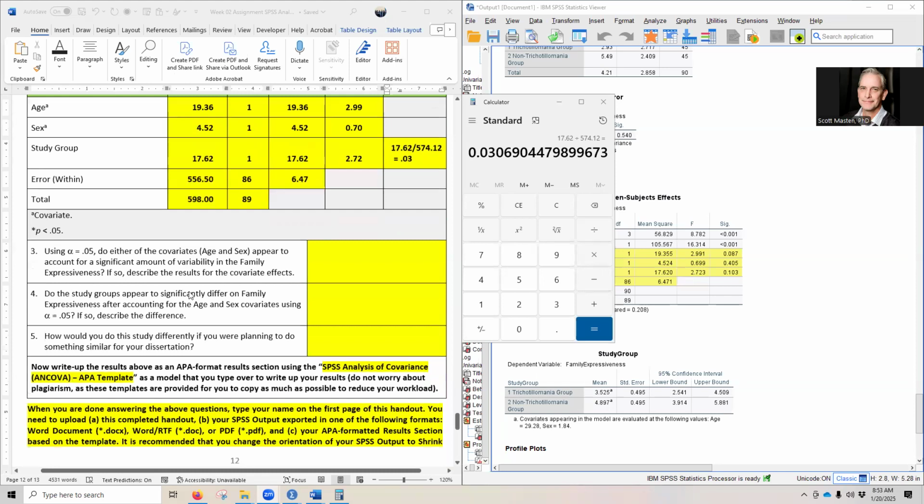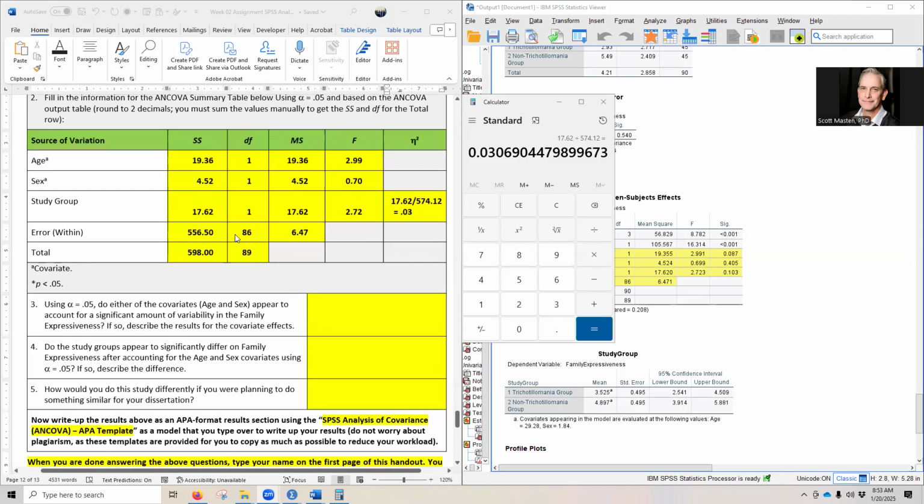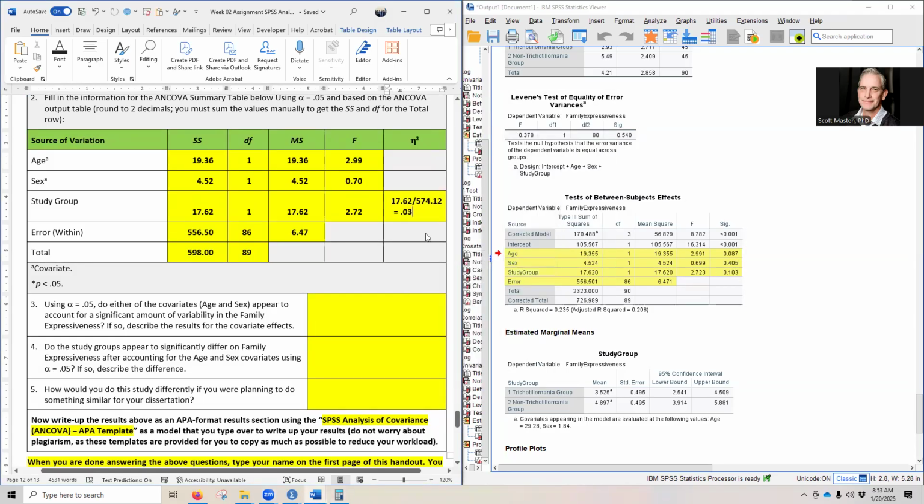Using alpha 0.05, do either of the covariates, age and sex, appear to account for a significant amount of variability in the family expressiveness? If so, describe the results for the covariate effects. So interestingly enough, neither of these was statistically significant. The results suggest that no, neither of these did a significant amount of adjusting. So we would say no.